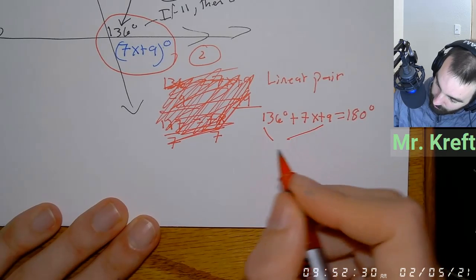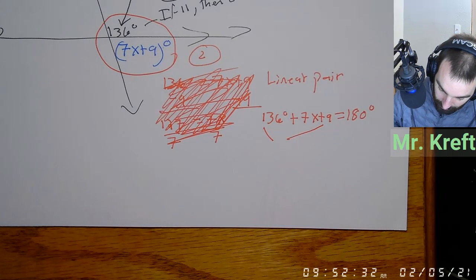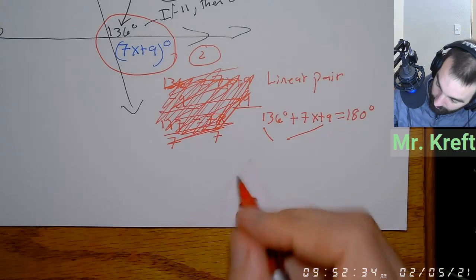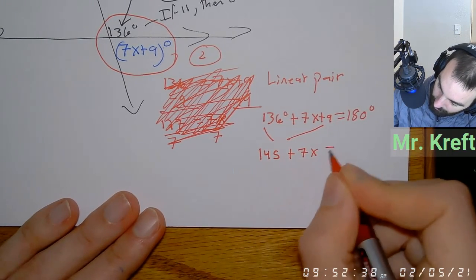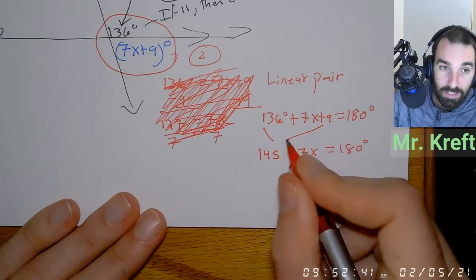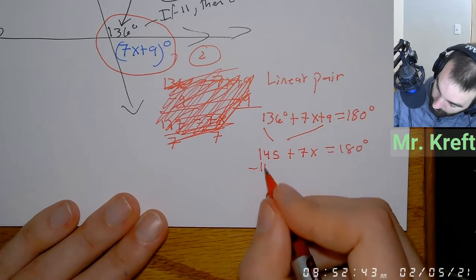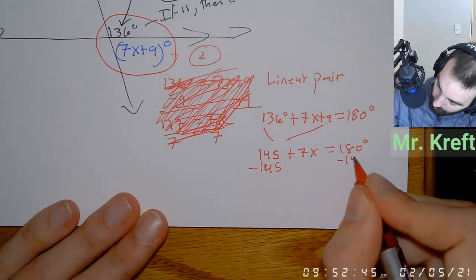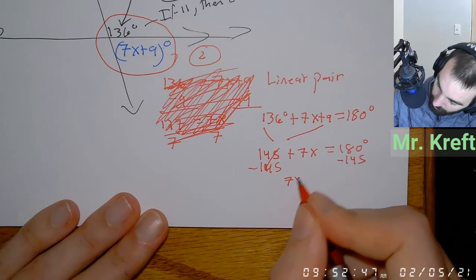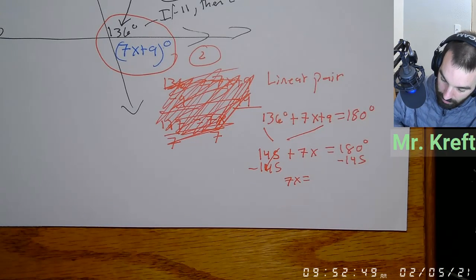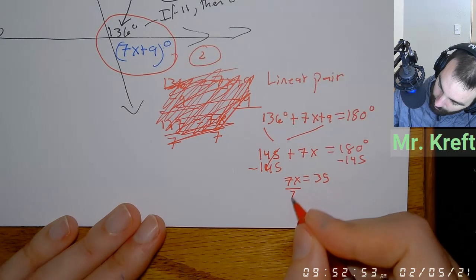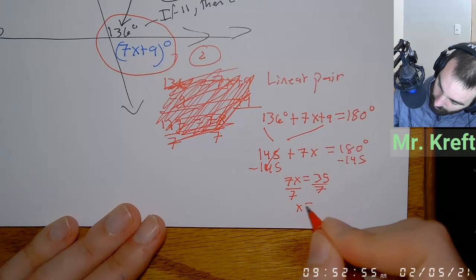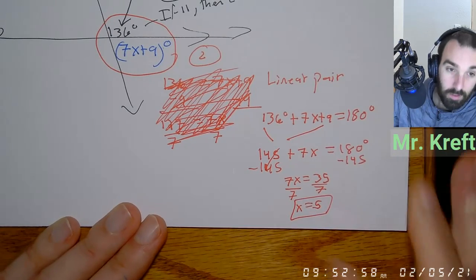So I'm going to combine like terms. So I get 136 plus 9. That's 145 plus 7x equals 180. So I combine like terms. And then I subtract 145 from both sides. So I get 7x equals, so I go 180 minus 145. I get 35. I divide by 7. I get x equals 5.